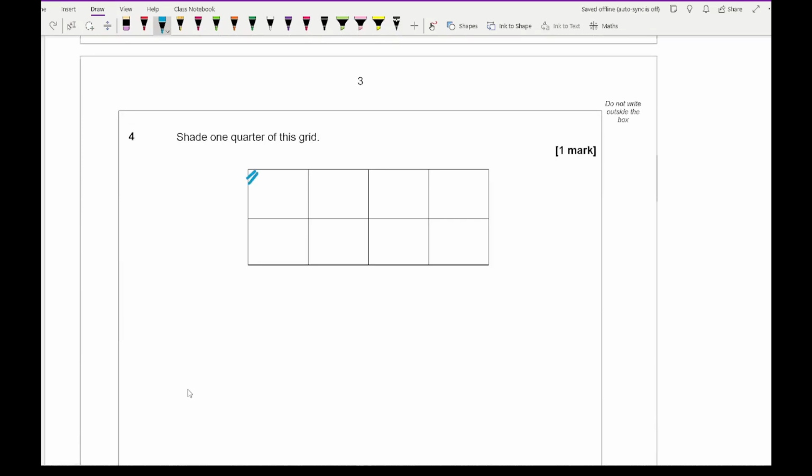So for this, all you need to do is to shade any 2 squares. It doesn't really matter where it is, but as long as you've shaded in 2 squares, then that's absolutely fine. If you decide your shading's not great and it goes over the edges like mine has, don't worry too much. As long as it's clear that you've shaded in 2 of those squares, the neatness of the shading is not really going to be that important.